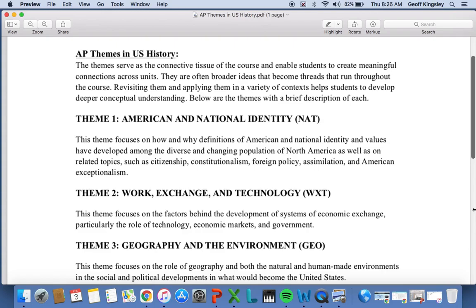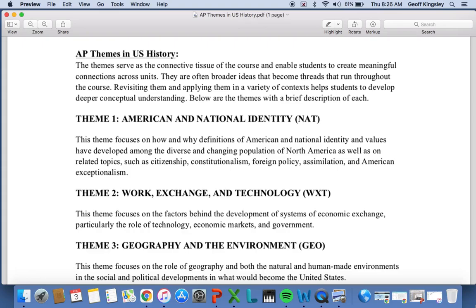Before we get to that, though, I hope that you guys are remembering that if you signed up to take the AP test, in May you're going to be doing just that. The first week of May, May 4th, May 5th, I believe. May 5th is the date for the national test for U.S. history. And at the beginning of the school year, I shared with you these themes.